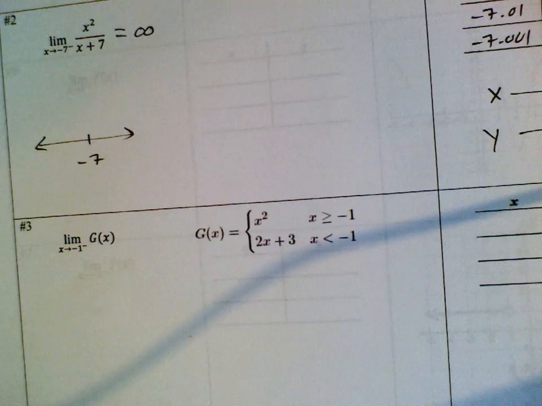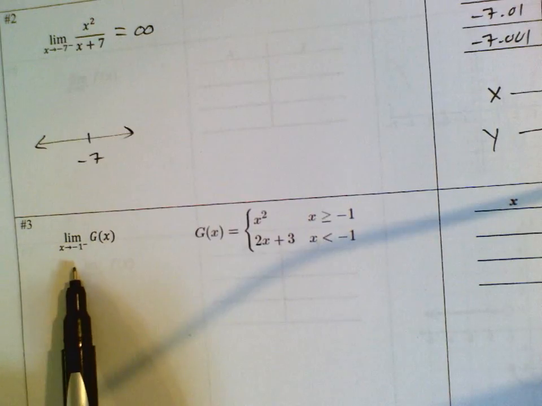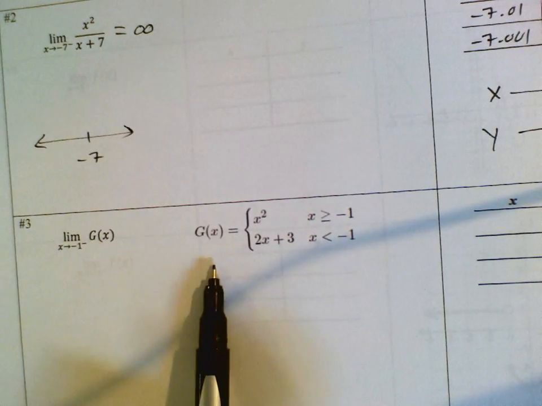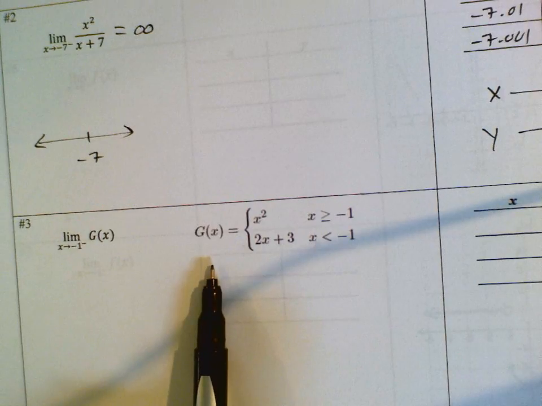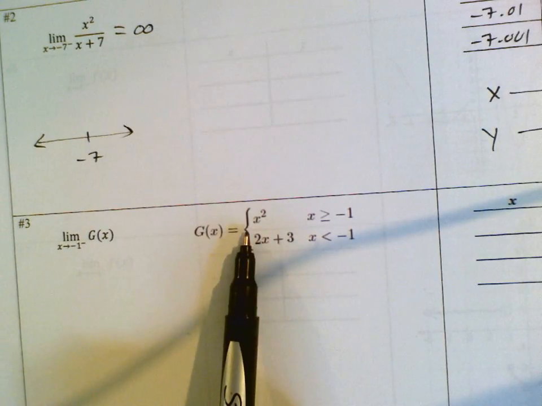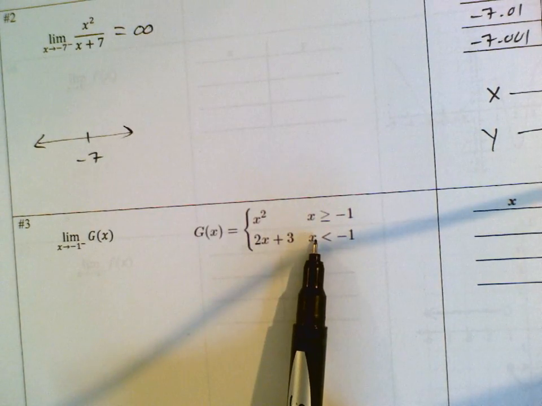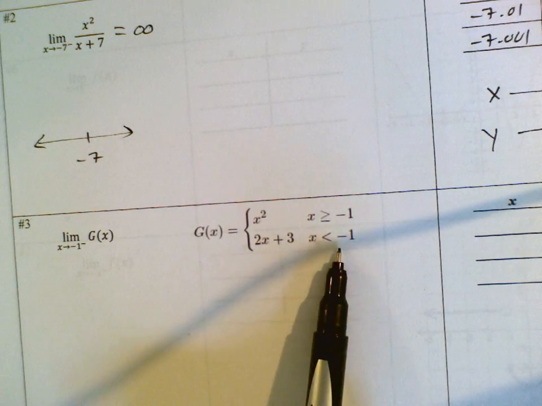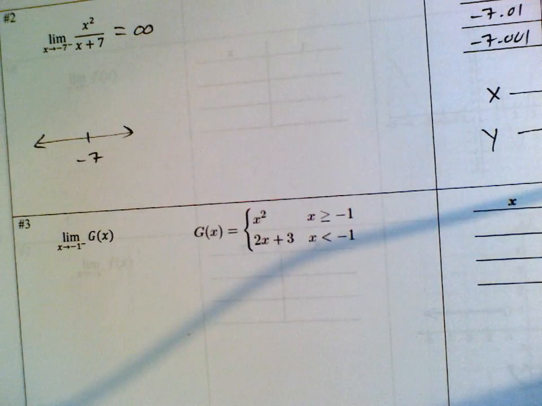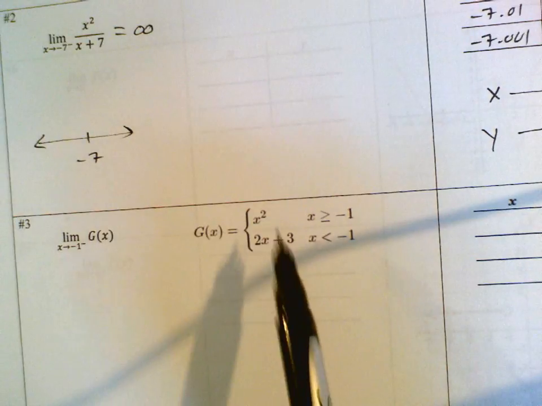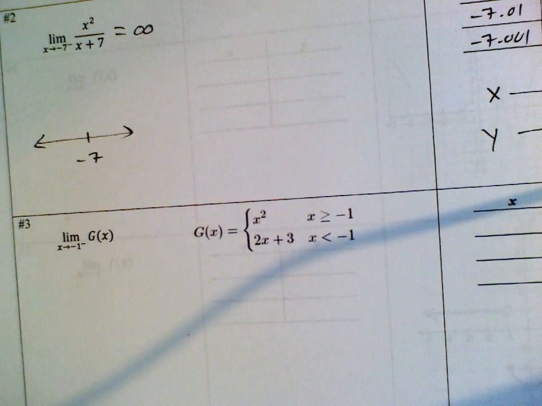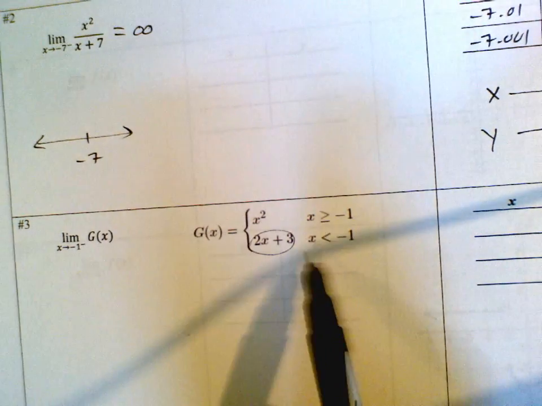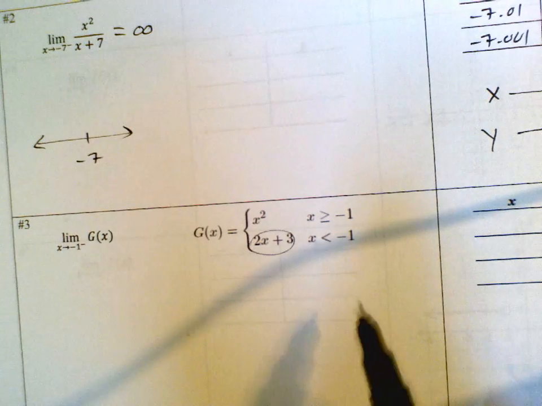Now next, this is a piecewise function. The limit as x approaches negative 1 from the left of g of x, where g of x is defined in 2 pieces. It's x squared when x is greater than or equal to negative 1, and it is the line 2x plus 3 when x is less than negative 1. Which of these pieces corresponds to the values to the left of negative 1? The answer is this one, for x less than negative 1.